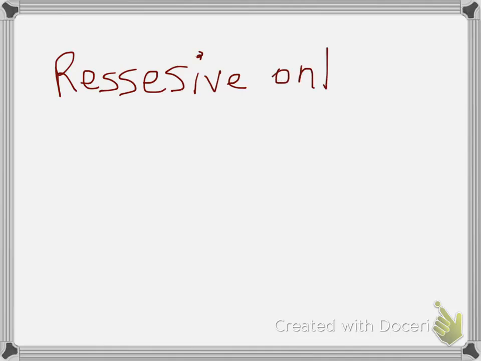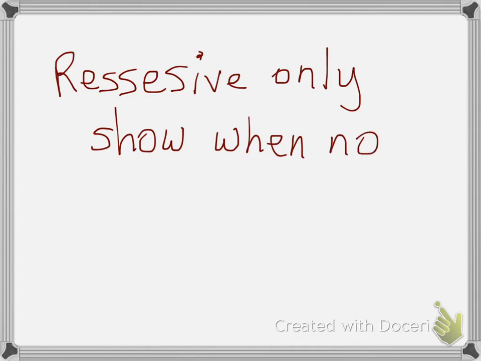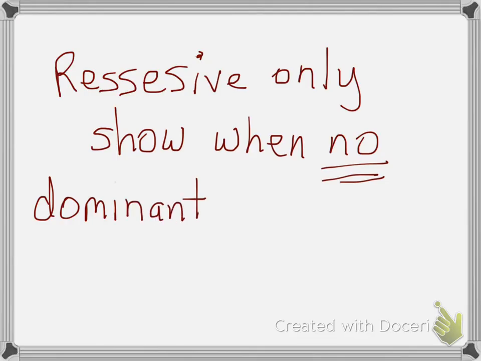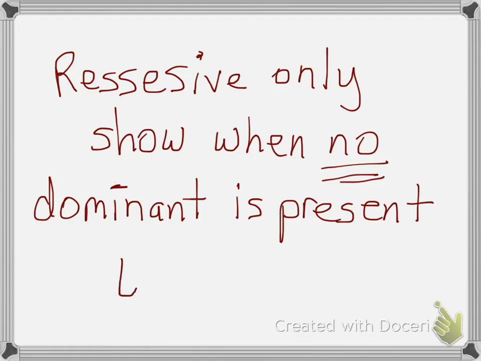The recessive only shows when no dominant is present. So we'll only see the recessive trait or characteristic when we have only recessive alleles.